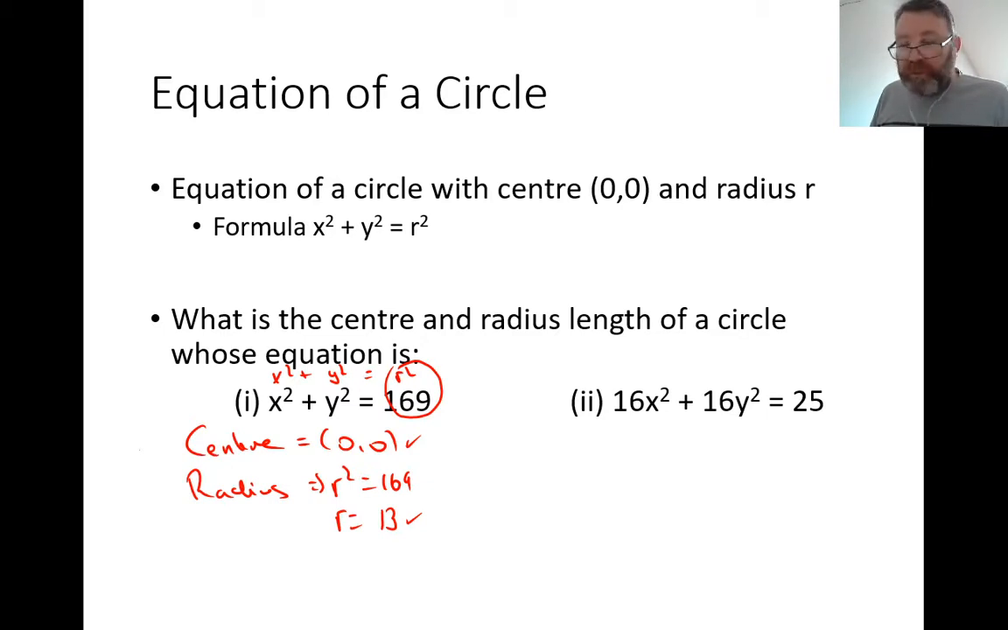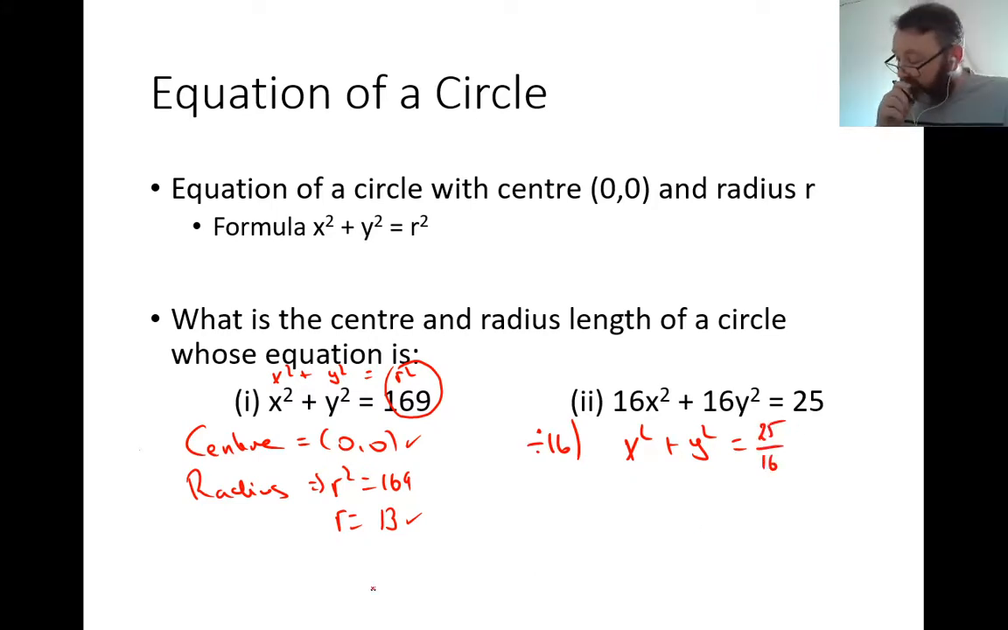No equation of any circle, if we're working with it mathematically, is allowed to begin with any coefficients of x squared and y squared except 1. So the very first thing I'm going to have to do here is adjust this into a readable form. That means I've got to divide it by 16 to get the x squared and the y squared down to the readable form of x squared plus y squared. Now I've got to divide everything by 16, so that becomes 25 over 16.